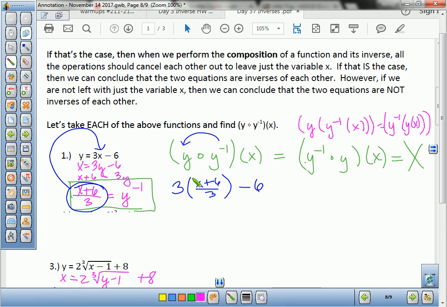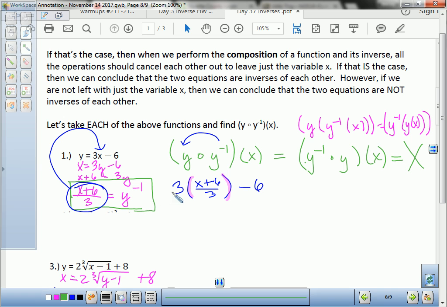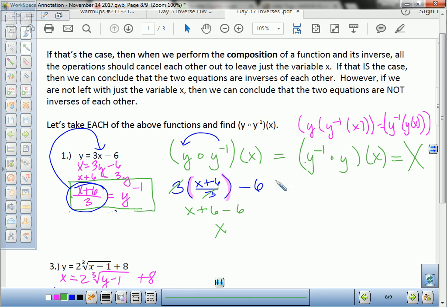Oh yeah, it's x. I just calculated it out. Yeah, it's x. Good. You were so right. Now let me show everybody else how that works. The 3's are going to cancel, and we're left with x plus 6 minus 6, which is just x. It's just x.